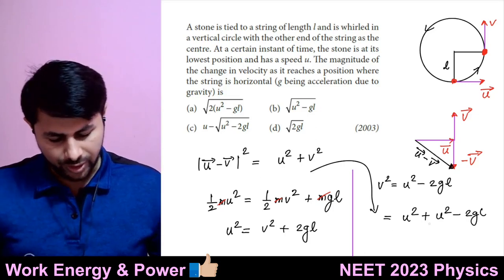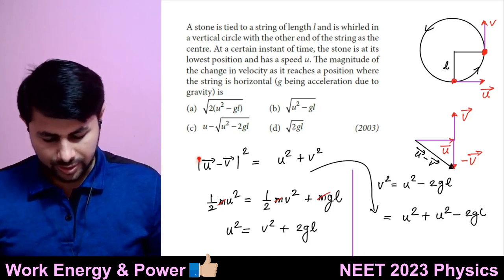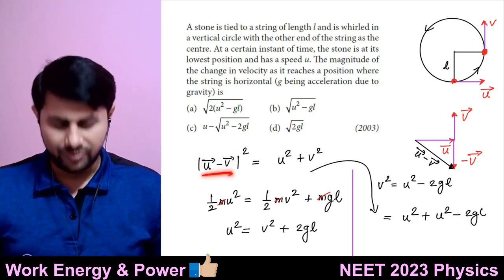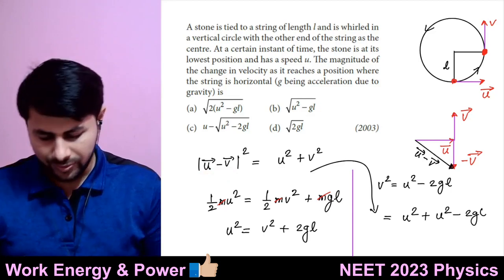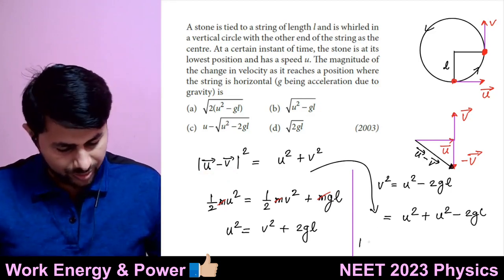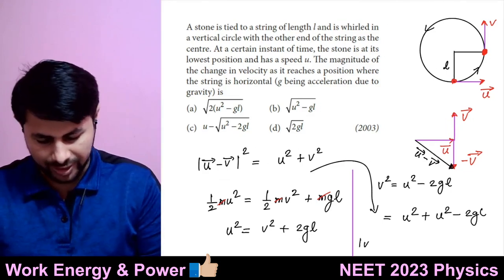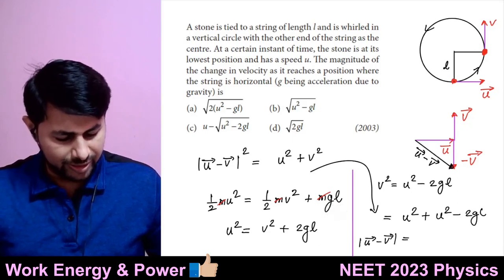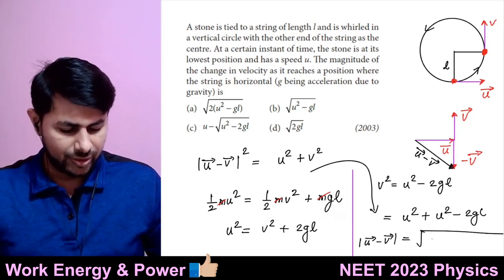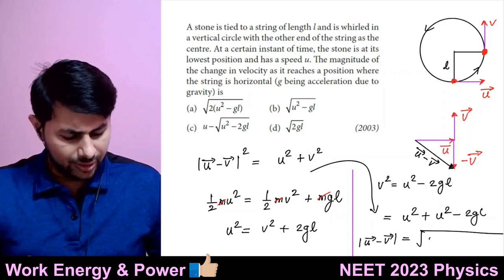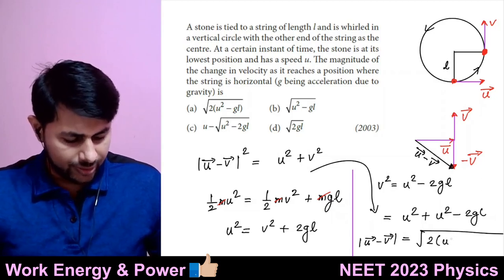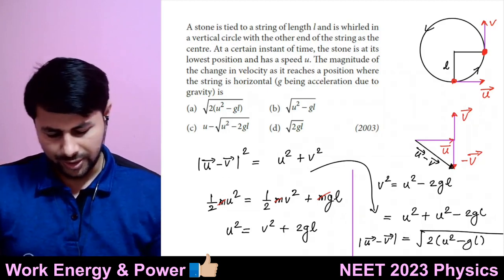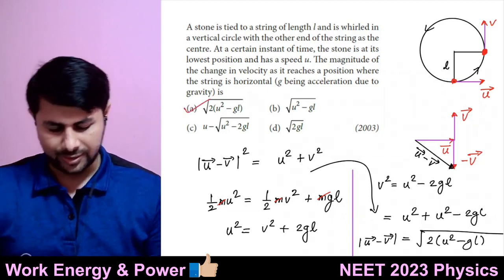Then you can take 2 common, and you want only the magnitude, not the magnitude square. This is the change in velocities, magnitude square. You want only the magnitude of u bar minus v bar, so it will be the square root of the right hand side. So the square root of 2u square minus 2gl, or you can take 2 common, u square minus gl. So this is the answer. Option A is the answer.